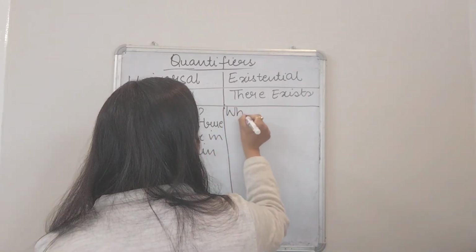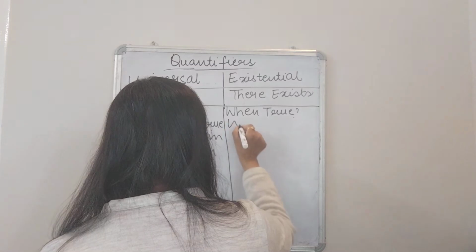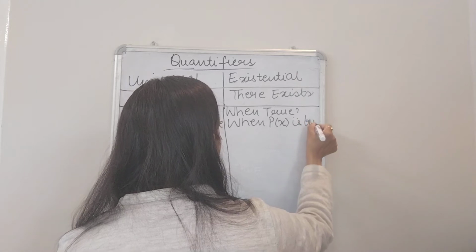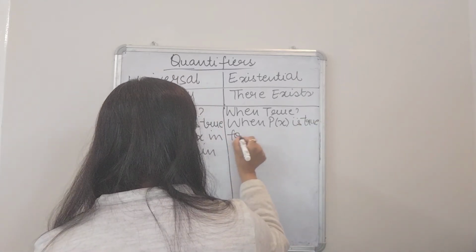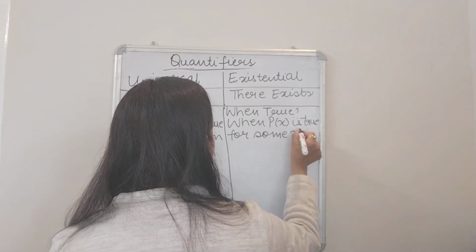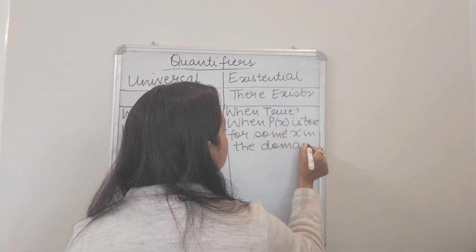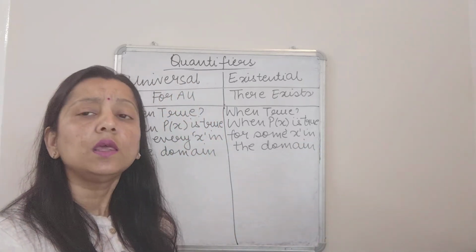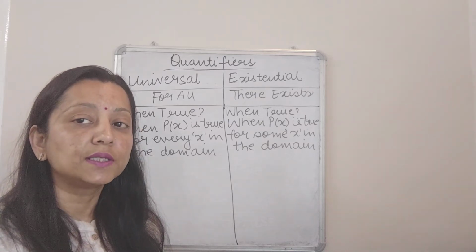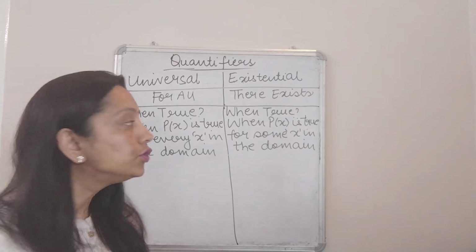And when is the existential quantifier considered to be true? When p of x is true for some x in the domain. That means not necessarily for all values of x from the domain, even if for some values of x, or for that matter, even if for just one value of x out of the domain of x, p of x is true, then the existential quantifier is considered to be true.